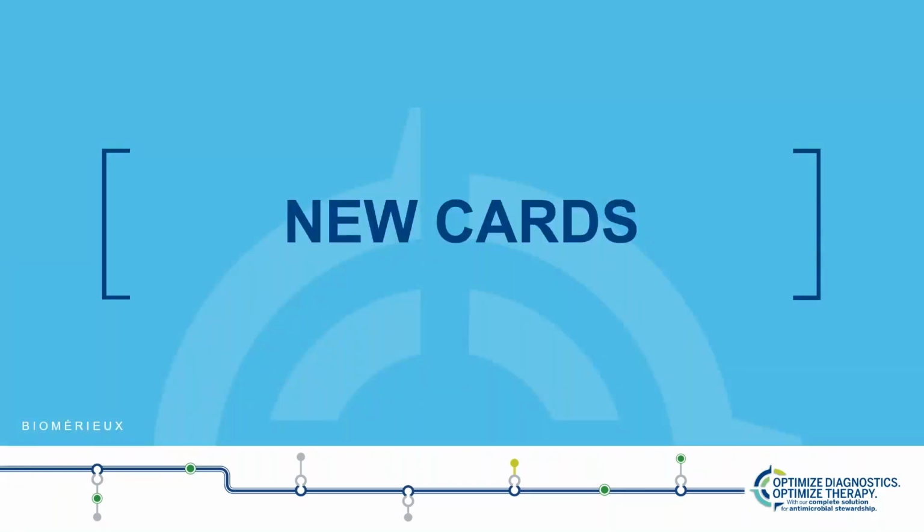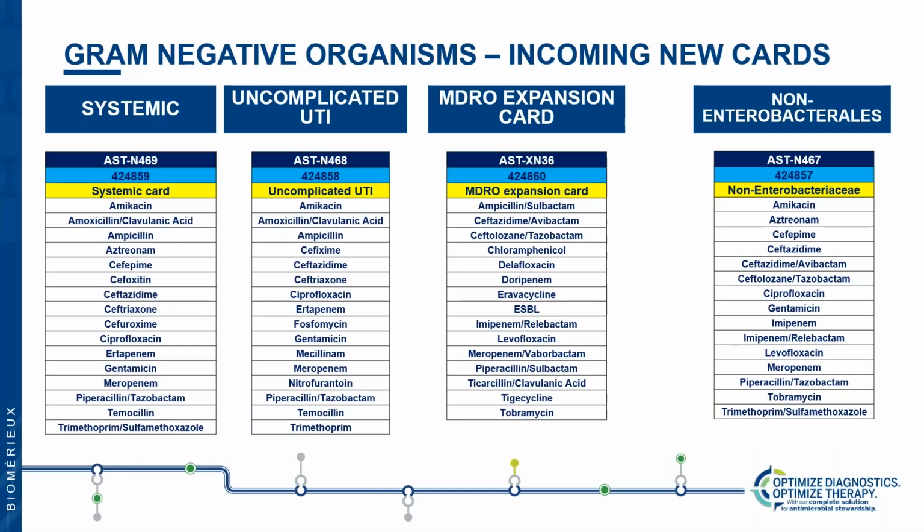Just a look then at the new cards. So we have 4 new cards available. So these have been optimized to cover systemic infections, uncomplicated UTIs and non-enterobacterialis cards. These will replace the current N350, N351 and N352 cards by the end of this year.